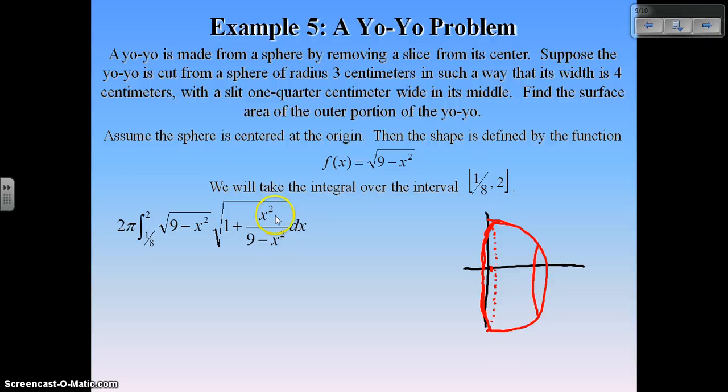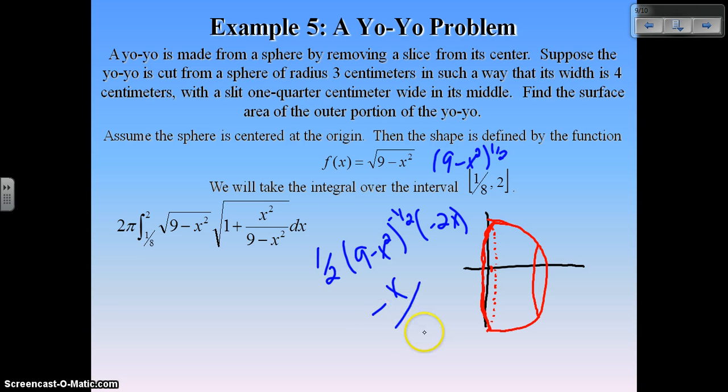So here's our formula for surface area. Now if you're wondering about all this in here, let me just show you some things that I've done here. We took, again, this function here, took its derivative. Well, this is, of course, 9 minus x squared to the 1/2. So I take the 1/2 out front, 9 minus x squared to the negative 1/2, and then by the chain rule, remember, I need the derivative of the inside, negative 2x. Well, half of the negative 2 is negative 1. And then I have x, so negative x over the square root of 9 minus x squared.